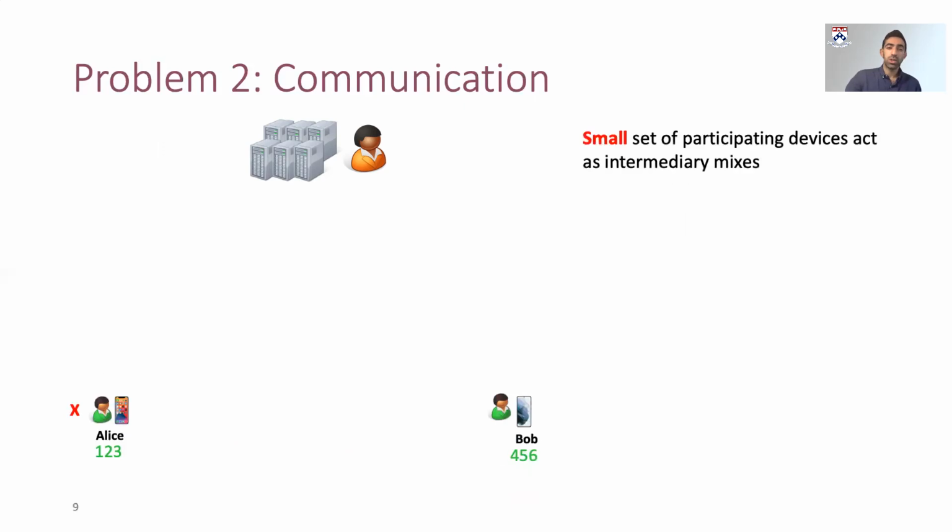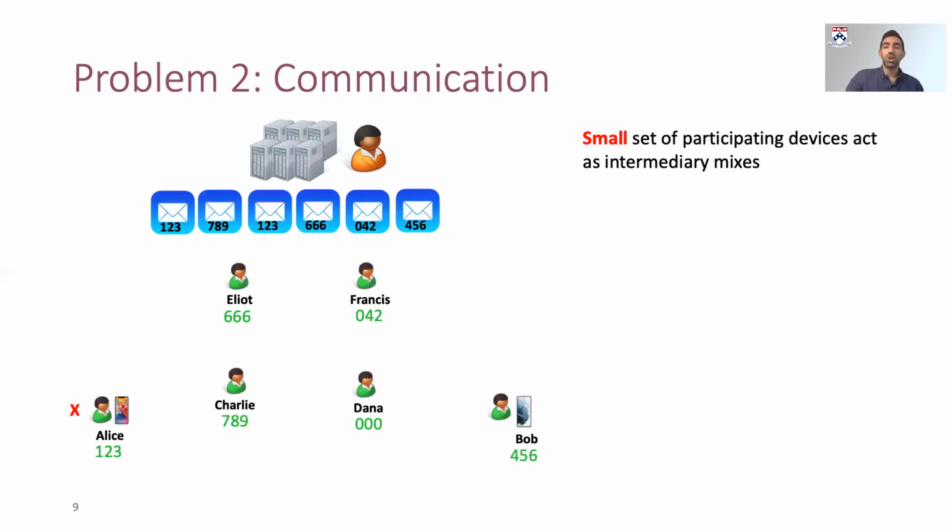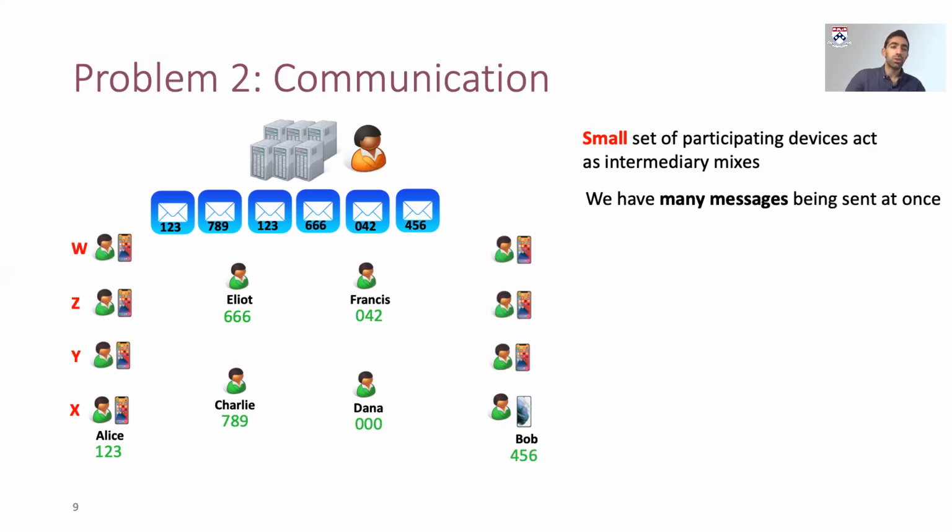So what do we actually do in Orchard? We have a small set of participating devices act as intermediary mixes. And we're going to use the same mailbox and onion encryption scheme. I'm not actually going to show the encryption in this image, but keep in mind this all happened throughout this. So we have many messages being sent at once. So I'm adding 3 additional senders and 3 additional recipients.